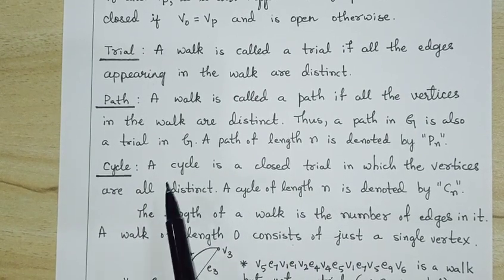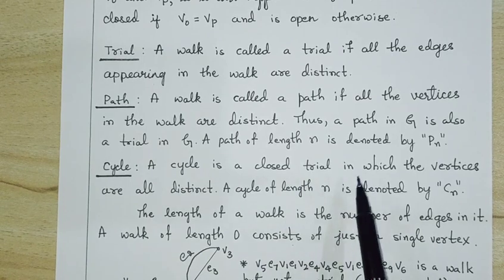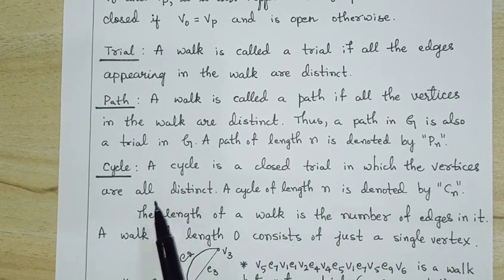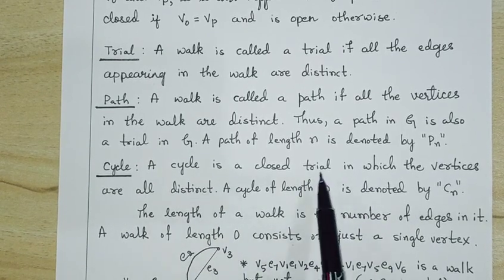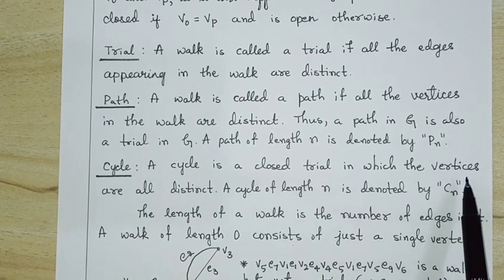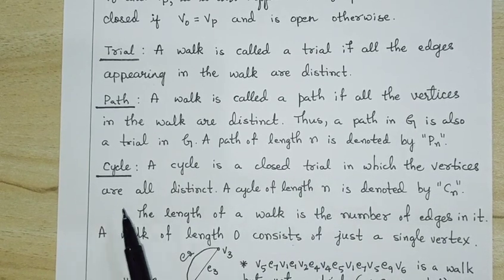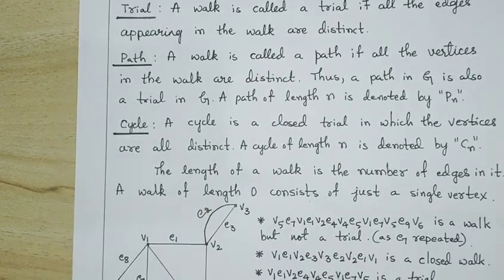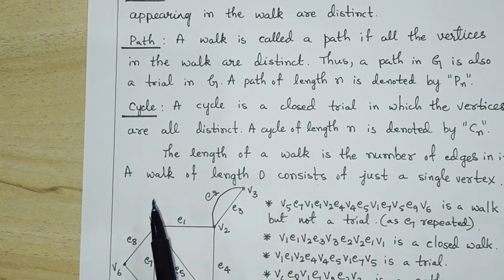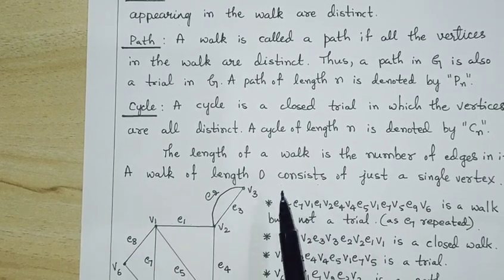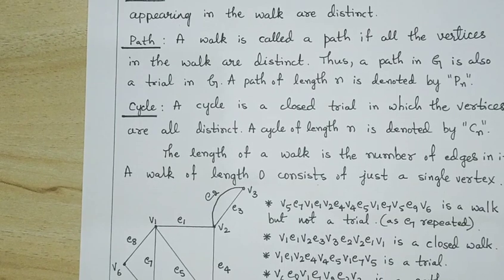Okay, so in fact it is a closed trail in which the vertices are all distinct. So it is a closed walk and all the vertices are distinct and all the edges are distinct. The length of the walk is nothing but the number of edges present in it. Okay, so a walk of length 0 means it is just a single vertex.